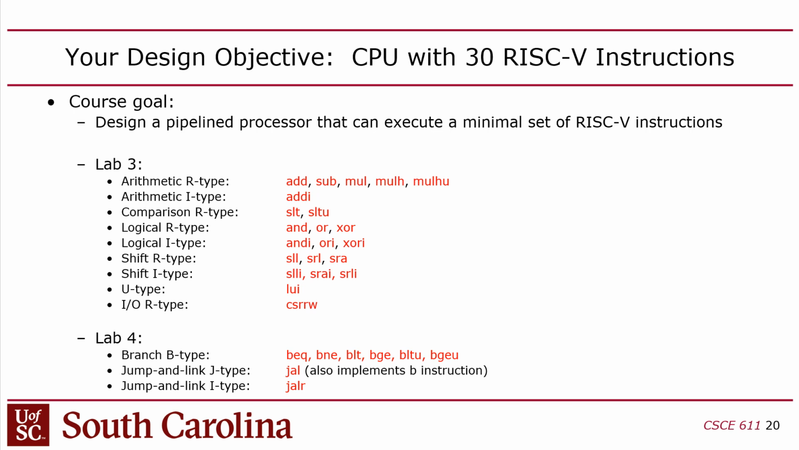Then we've got the CSRRW instruction, which is different in that it is an I/O instruction, and we'll be using it in the class to accept input from the 18 switches on the DE2 board, and also we can use it to output values to the 8 7-segment displays on the DE2 board. So this is how we interact with the outside world.